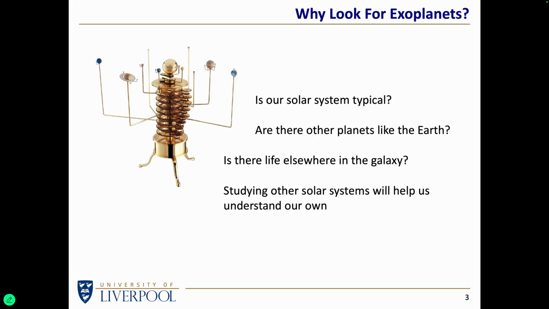So we can ask ourselves, is our solar system typical? In other words, are there other solar systems that look like ours, or if not, at least are there other planets that look like the Earth? Is there life elsewhere? We know that there might be life on planets other than those that are Earth-like, but that seems like a good place to start. And perhaps studying other solar systems will help us to understand our own.